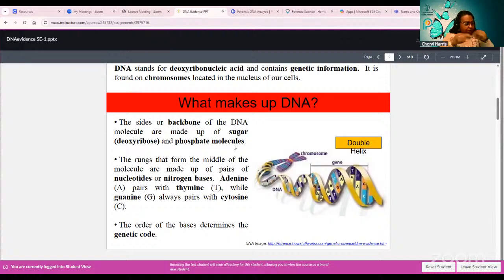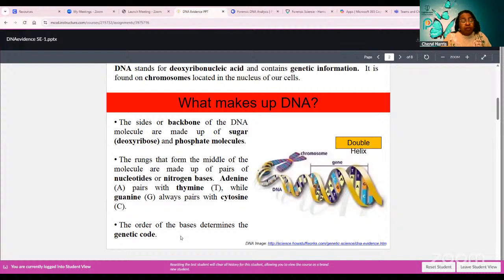Then the steps of the ladder, the rungs of the ladder, are made up of your nucleotides, which are nitrogen bases, and they consist of 4 different kinds: adenine, thymine, guanine, and cytosine, and they pair up. So if you look at the picture, and again, if you remember from biology, they are matching pairs. They link together like puzzle pieces. So T always matches A and G always matches C.